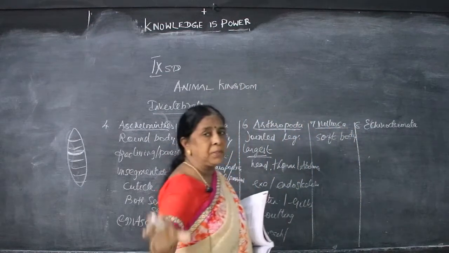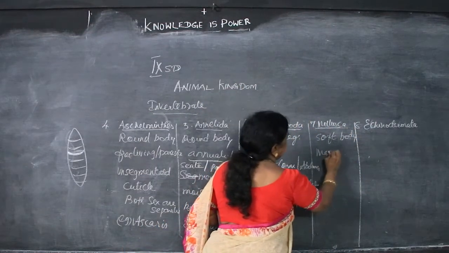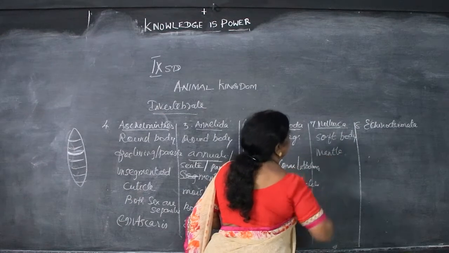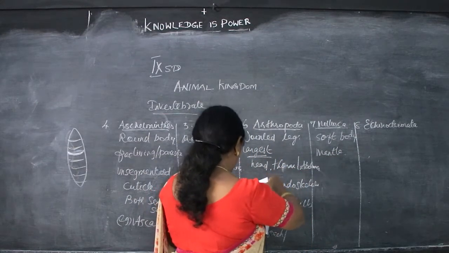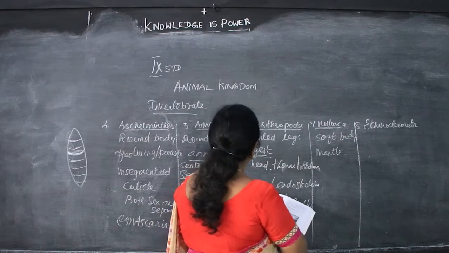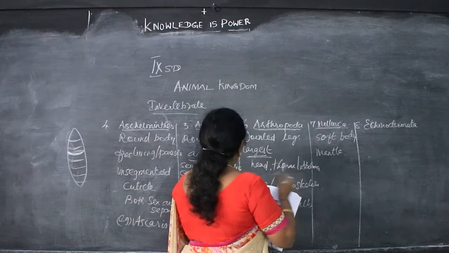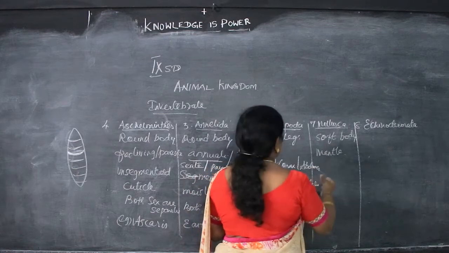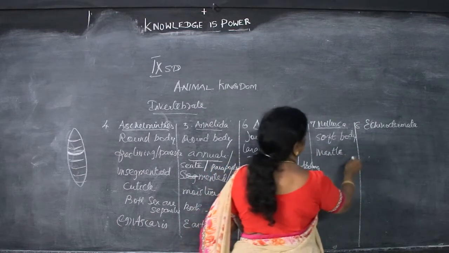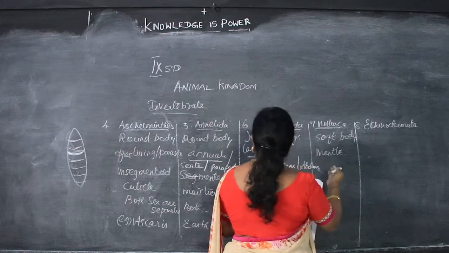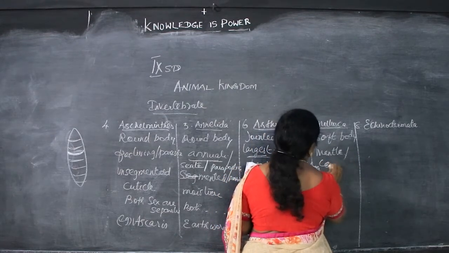Outside we can see a cover. That cover is known as what? Mantle. This mantle is the exoskeleton. Mantle is made by a special kind of chemical, known as calcareous. It is covered by a hard substance. Mantle is the outer skeleton covered by a hard substance, otherwise known as calcareous.